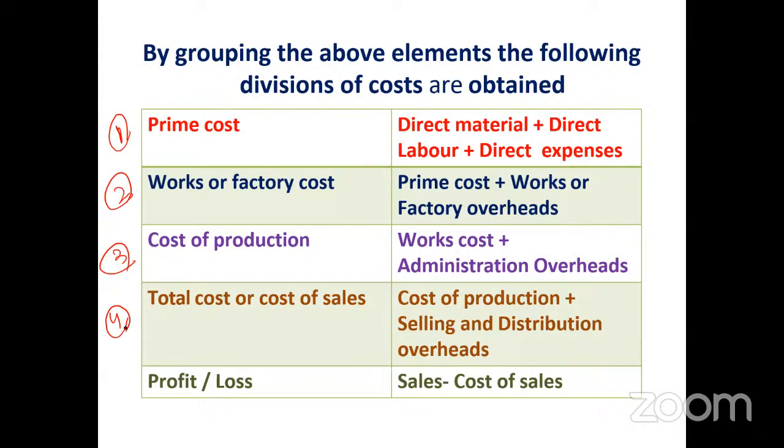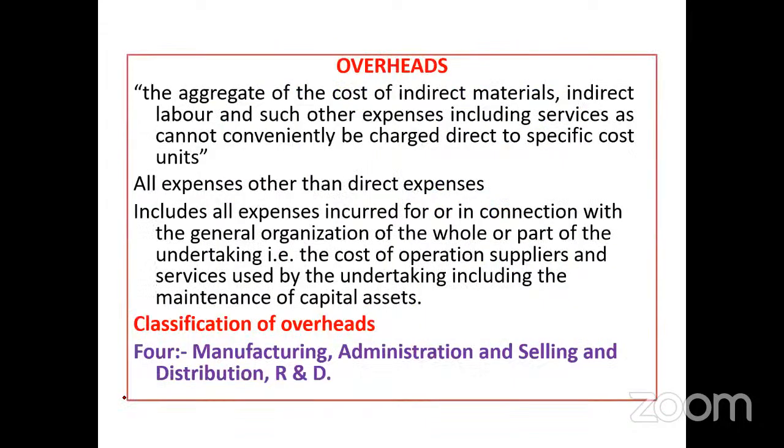So after getting this total cost, if we add some margin, then we are able to get the sales, or if sales is given, we are able to get the amount of profit or the amount of loss. So this amount of profit or loss is known as cost accounting profit, isn't it? Yes, sir.